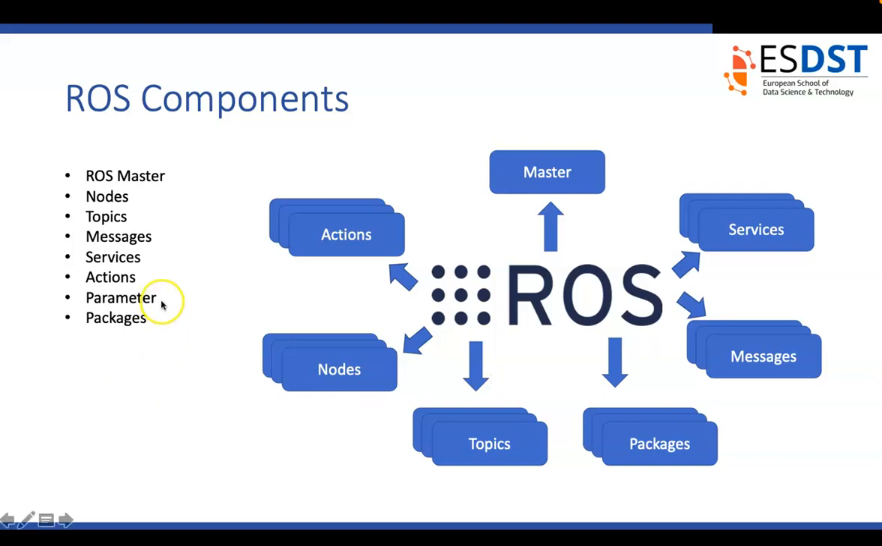Okay, and parameters and so on. So we will go deep dive into it next. In the next lecture, we will start with the installation of ROS, and we will try hands-on for the first time.